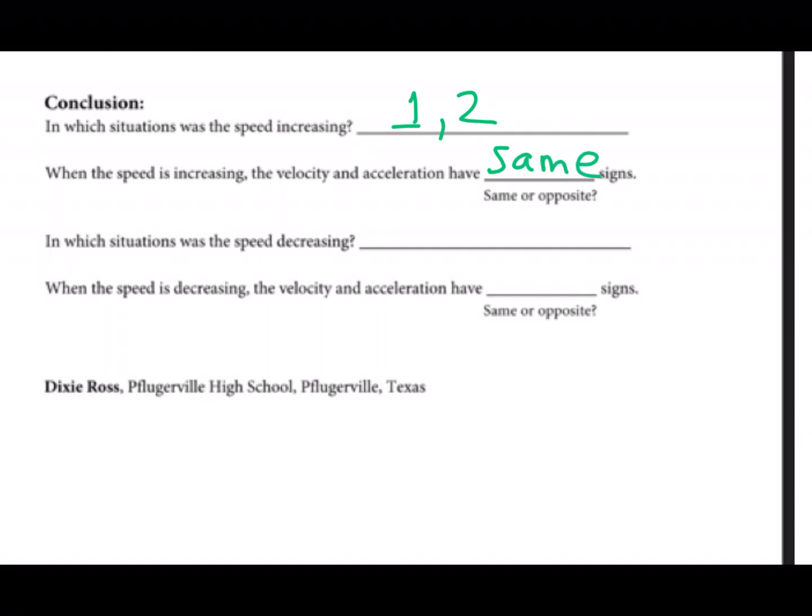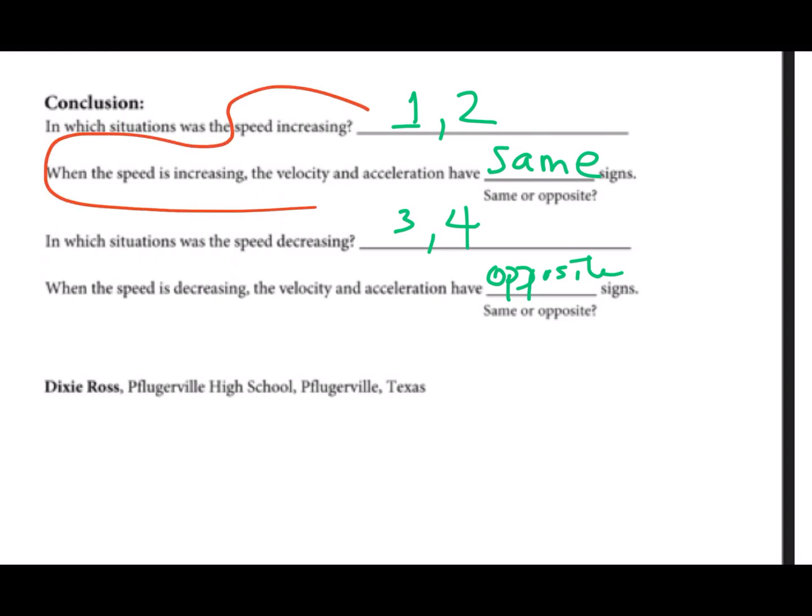All right. In situations 3 and 4, speed was decreasing. I misspoke. I apologize. In situation 3, your velocity was negative, but your acceleration was positive. In situation 4, your velocity was positive, but your acceleration was negative. I'm pretty sure. And so then we can say that they have opposite signs. All right, so the takeaway here is if velocity and acceleration have the same signs, then speed will increase.